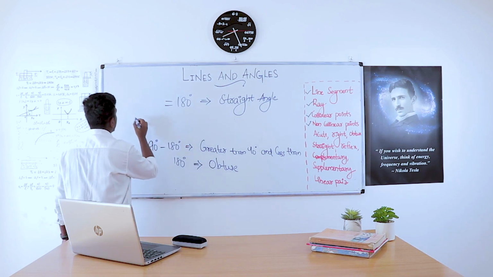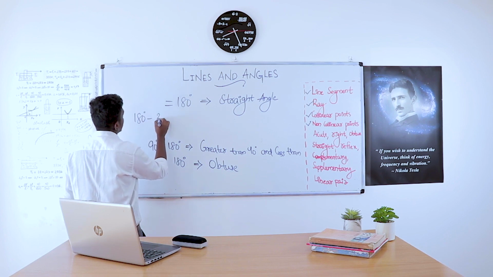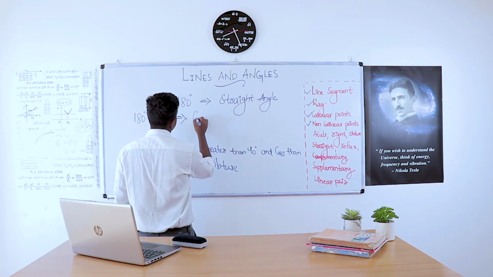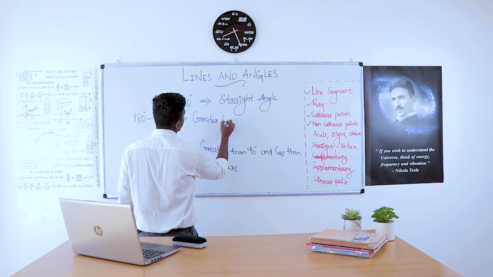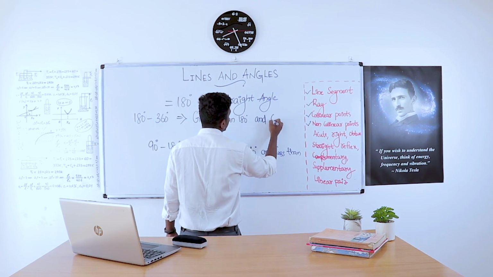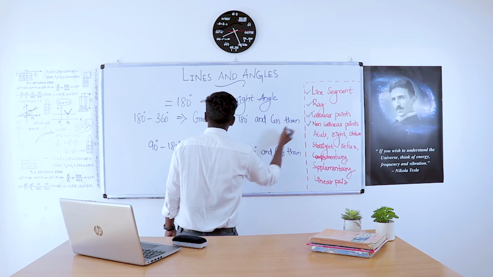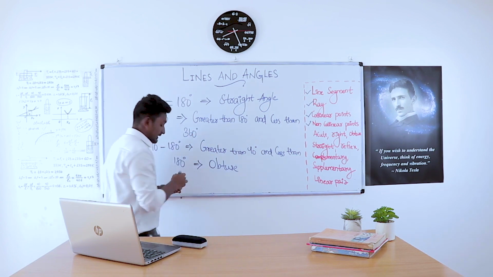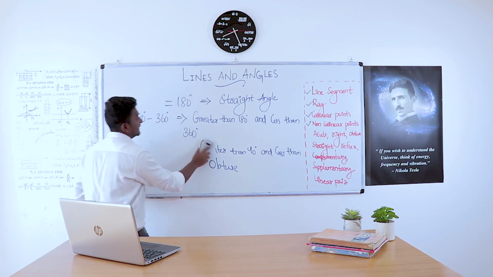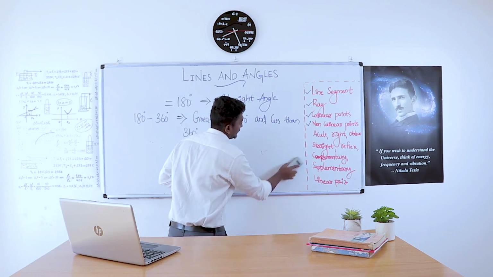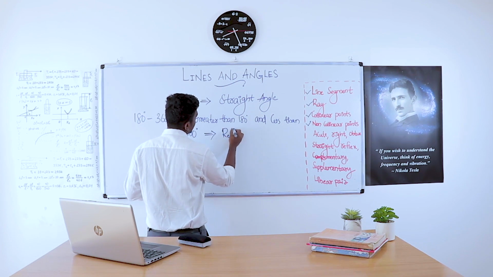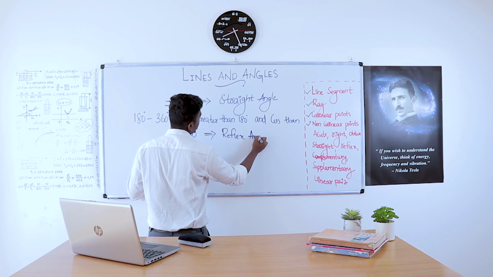Then if the value of the angle is greater than 180 degrees and less than 360 degrees, that is 180 to 360 degrees, which can be stated as greater than 180 and less than 360, up to 360, it is known as a reflex angle.